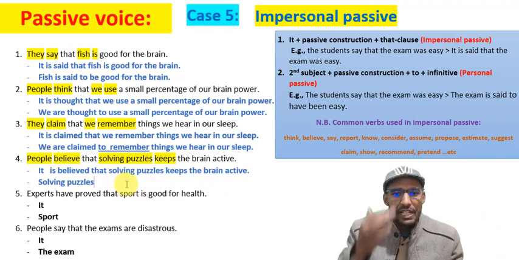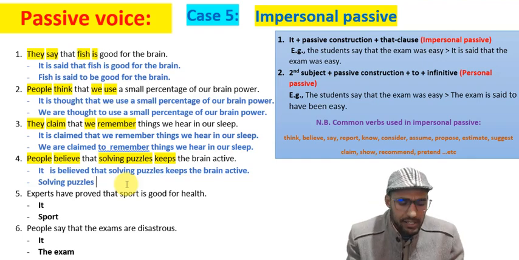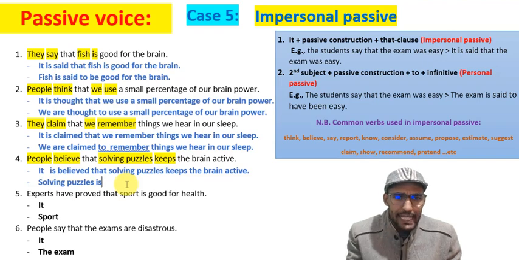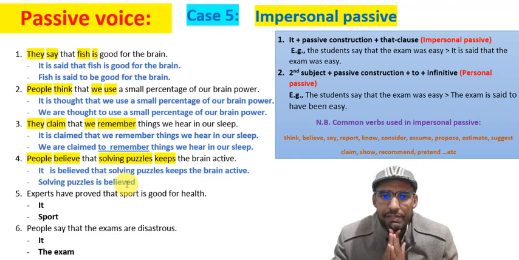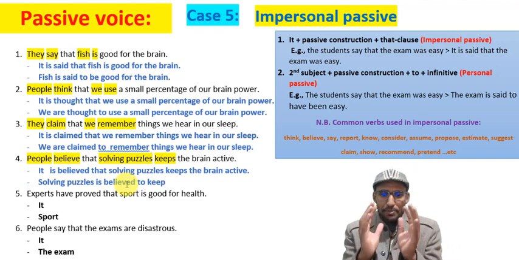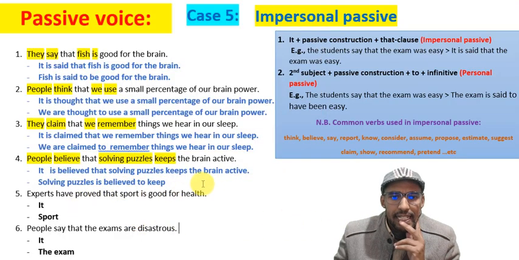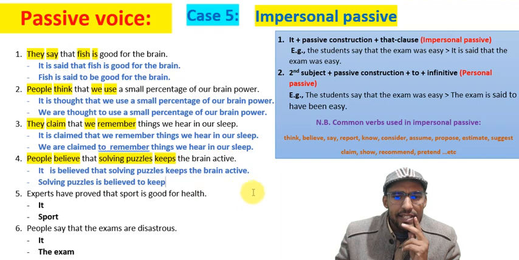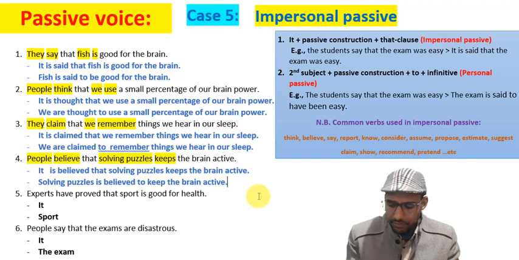Okay, here we started with our second subject. So it says solving puzzles. Solving here, this is the main subject. So we say the verb to be should be put this way: is believed, plus the infinitive. We have here keep, so we say to keep. And we keep the verb keep here in the base form, no s, no addition at all. So solving puzzles is believed to keep the brain or our brain active.